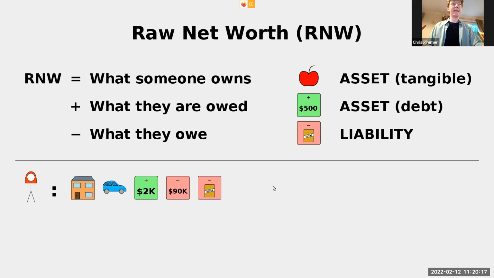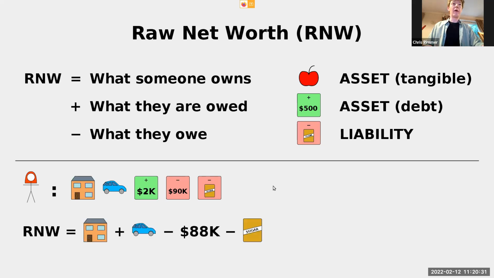For example, Alice here owns this house and this car. She has $2,000 of savings in a credit union and owes $90,000 to a bank for a mortgage. She also owes a bag of sugar to her neighbor, Bob. So her raw net worth is her house plus her car minus $88,000 minus a bag of sugar.